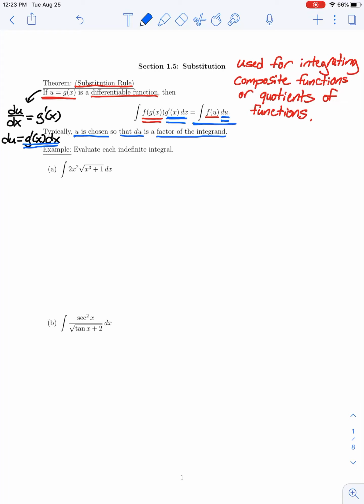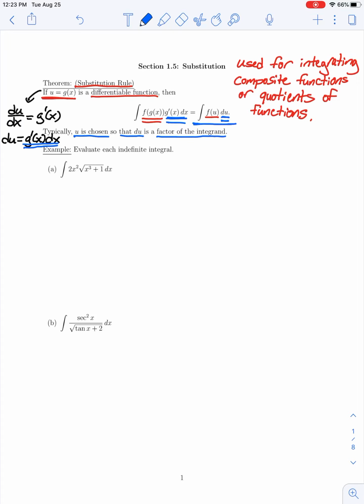So let's look at some examples to illustrate how this method works. So in this next example, we'll go through a bunch of parts, and we're asked to evaluate the given indefinite integral. So in part A, we have the integral of 2x squared times the square root of x cubed plus 1.